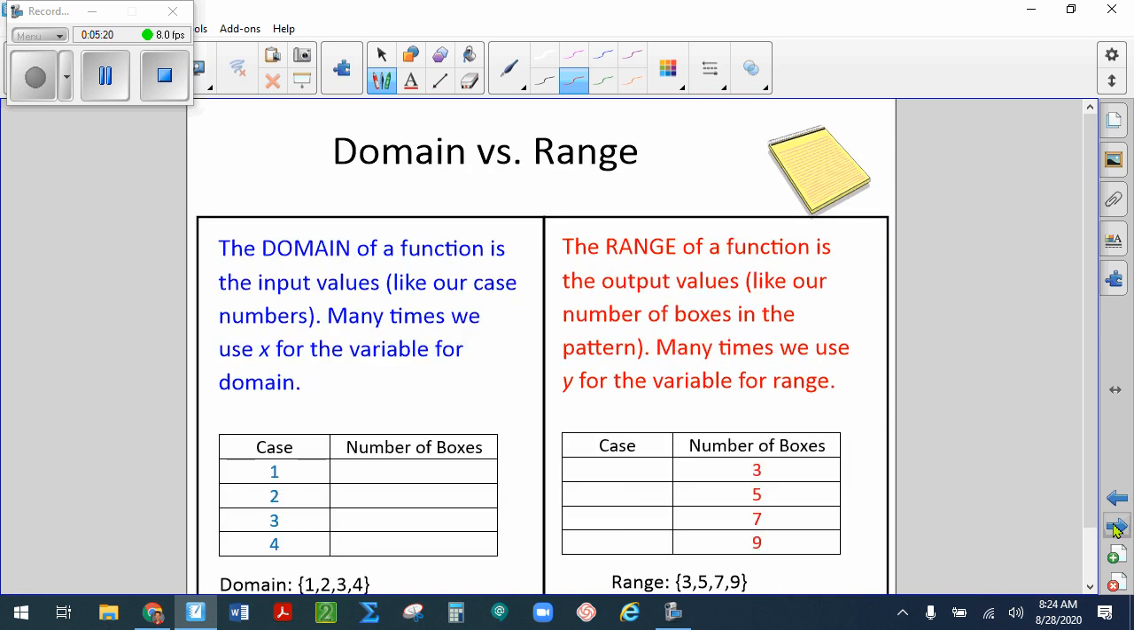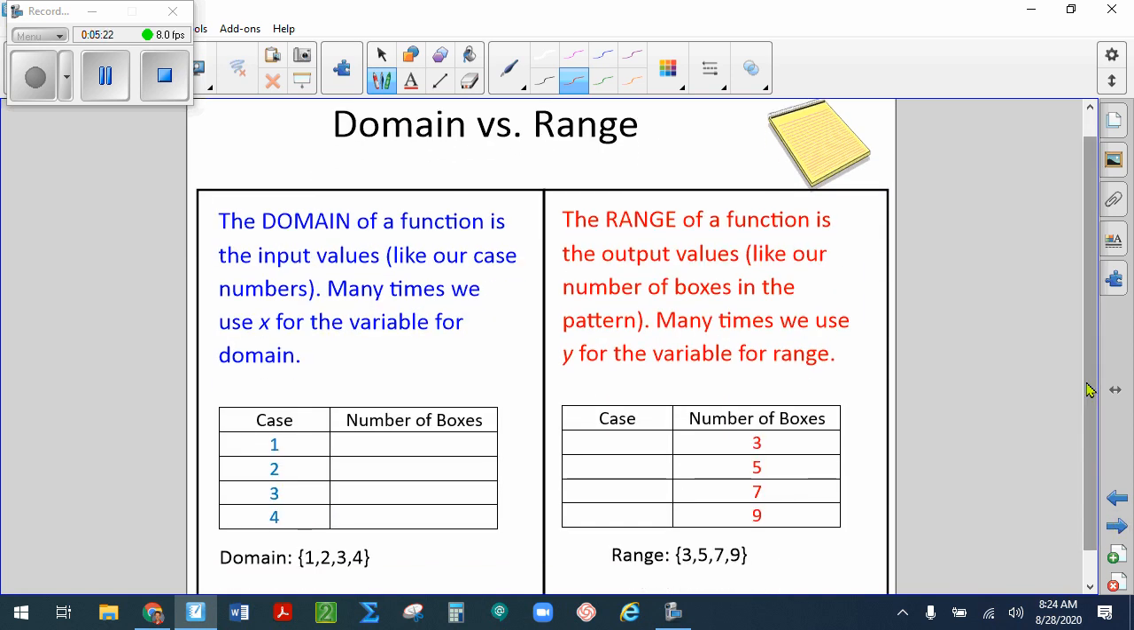Okay, a couple things I want you to see is this one is called domain versus range. So I'm going to read the blue words. The domain of a function is the input values, like our case numbers. So in my table, it's on the left. A lot of times we use x for a variable to represent the case numbers. So for this problem, my domain is going to be 1, 2, 3, and 4. Okay, because those are the case numbers, or 1, 2, 3 if we did the previous problem.